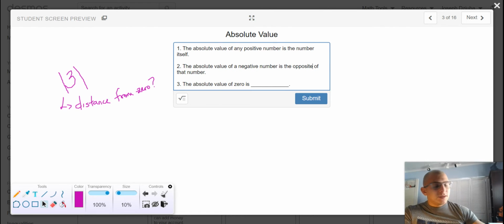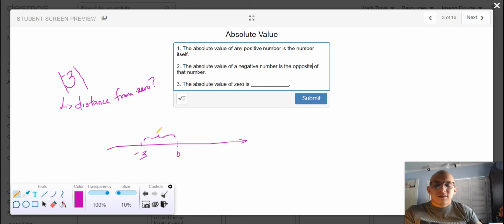So if we had the absolute value of -3, let's say, we had a number line. Here's 0. Here's -3. We're still talking distance. And that value is 3 units from 0. The absolute value of 0 is 0. There is no distance between those 2 points.